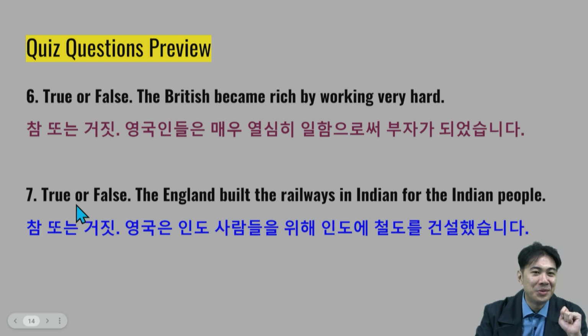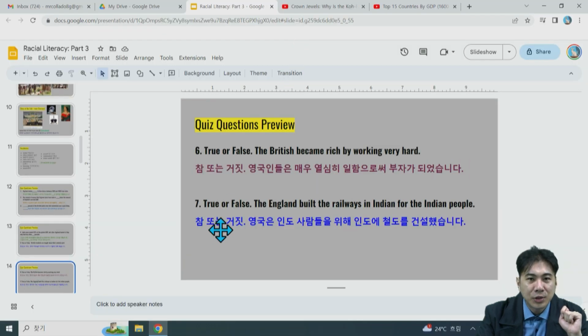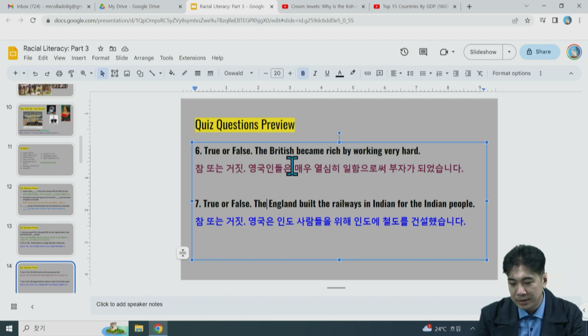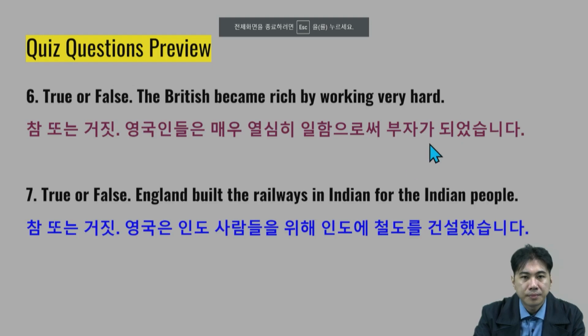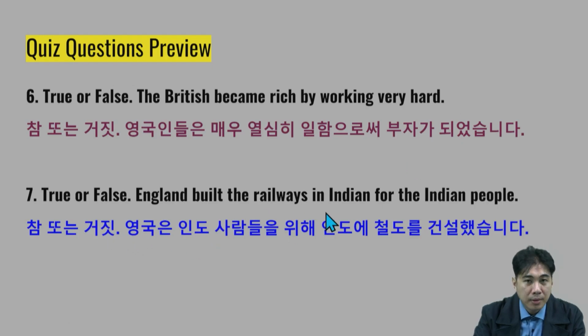Number seven, true or false? England built, no, sorry, grammatical error. It should be the British or England, right? True or false? England built the railways in India for the Indian people. And I think that's it, okay?